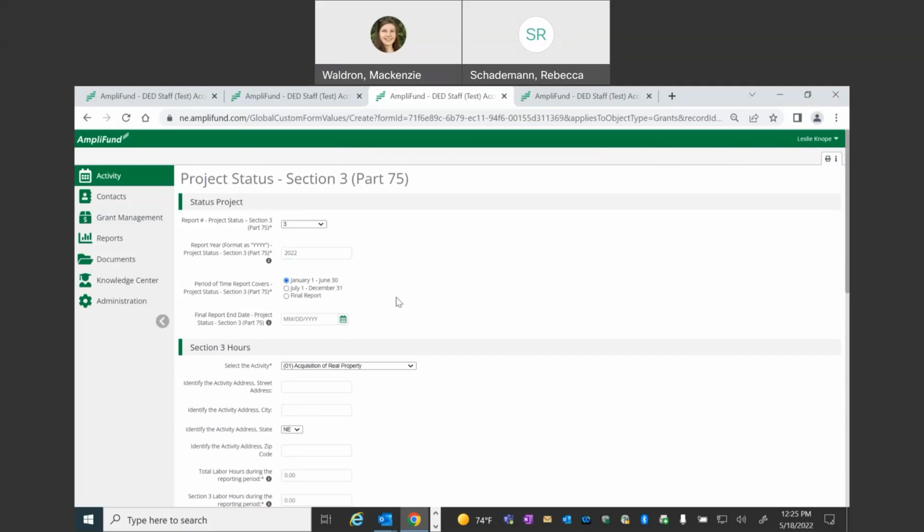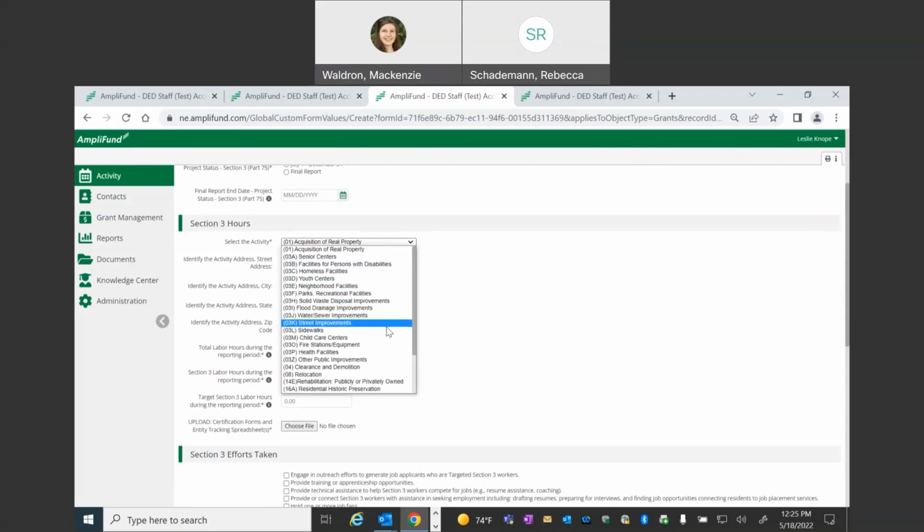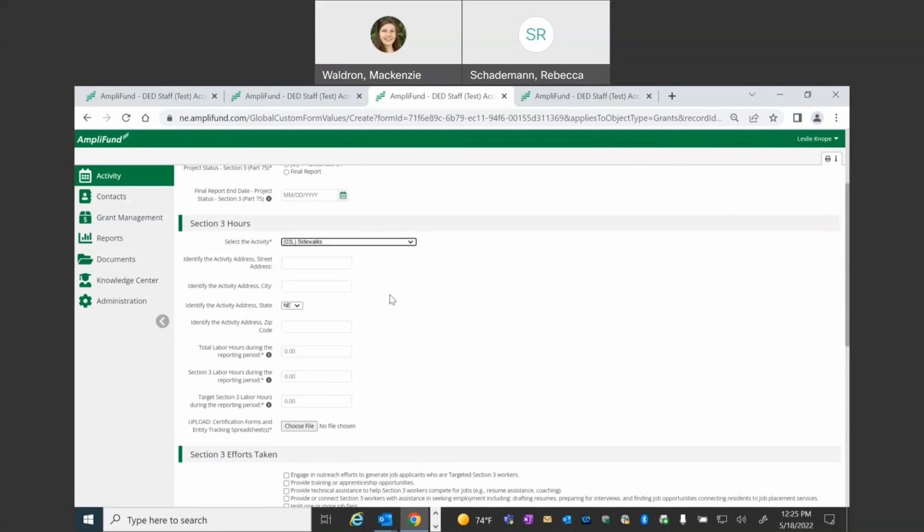And then we will go down to Section 3 hours. So you will be completing a separate Section 3 form for each activity. So for example, we're going to select street improvements. Since street improvements are an infrastructure, you do not need to complete the address field. However, if you are doing a facility project, please complete the address field so then we have record of that worksite location in here.